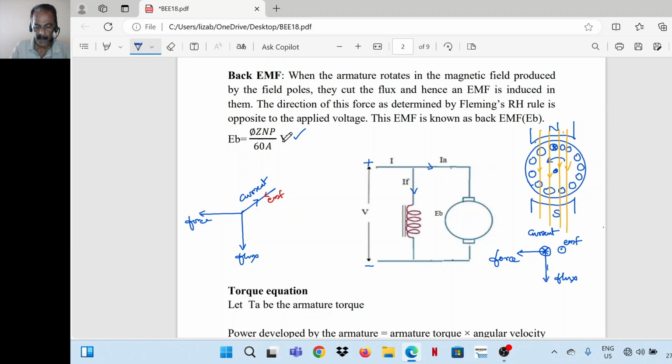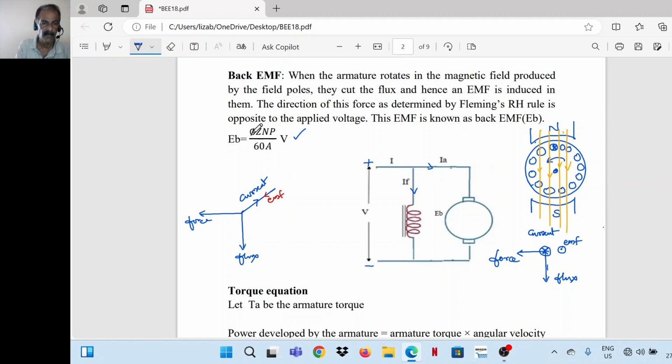And if we determine the direction of induced EMF, in this case also, it is opposite to the direction of current. See, here current is inward, but the EMF is outward. So the diagram is redrawn here. Flux, current, force. Due to this force, it starts rotating. Here it is rotating in the counterclockwise direction. So an EMF is induced whose magnitude can be obtained by this equation.